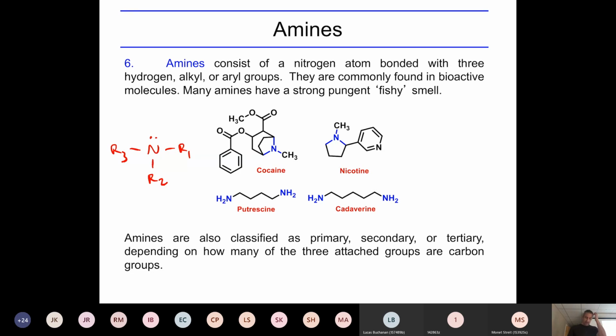Here are some examples. Cocaine has a nitrogen bonded to 3 carbons. Nicotine, you can see, has a nitrogen there. Putrescine and cadaverine. Guess where they get their names from? Yeah, they smell. They're produced when you have rotting flesh.